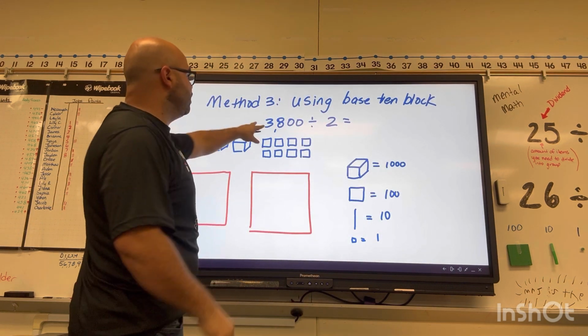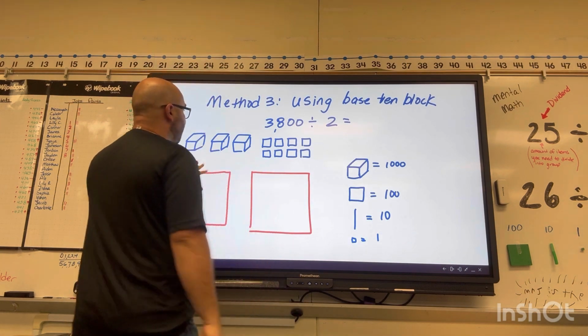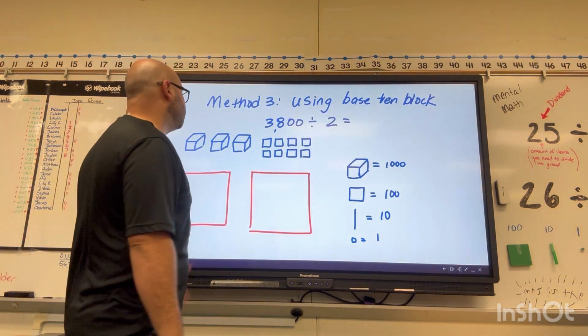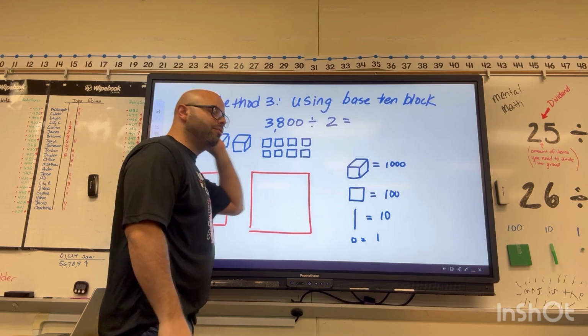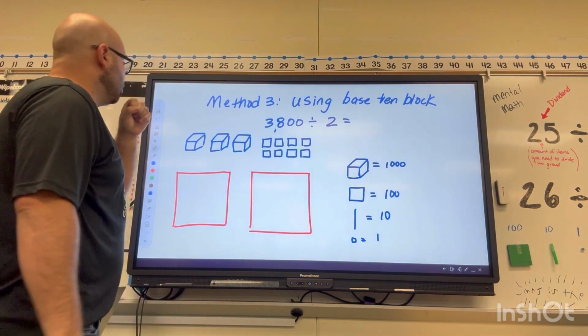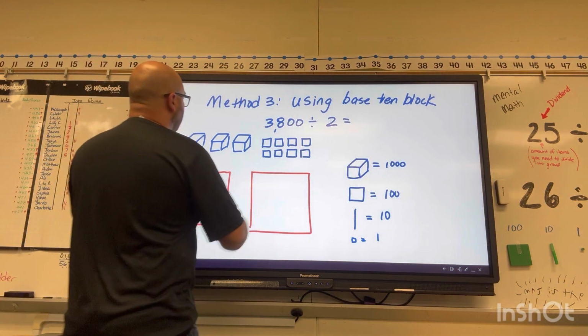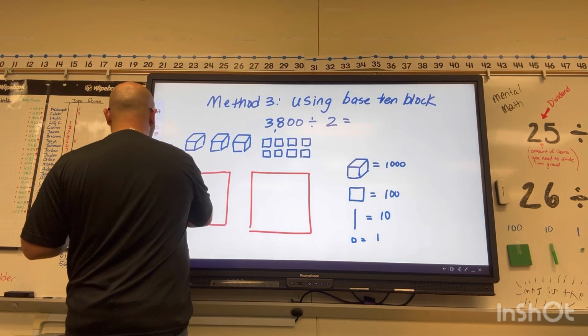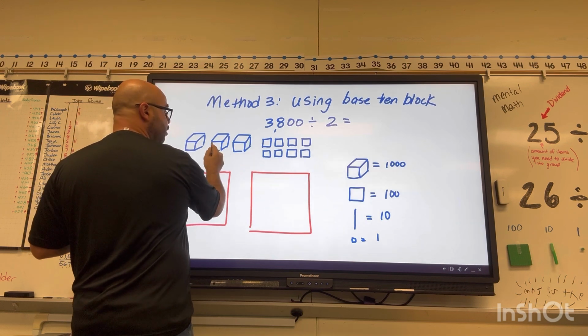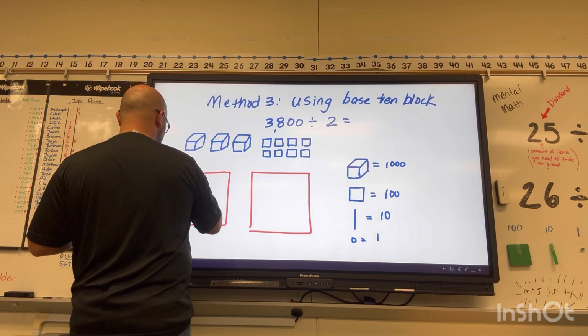They're giving me 3,800 divided by 2. I have my 2 groups, and I have my 3,800 here. Now, how can I divide that 3 into 2? So what you could do is, okay, we know that our thousands could be divided, at least 2 of these could be divided into each group. So let's put 2 in here.